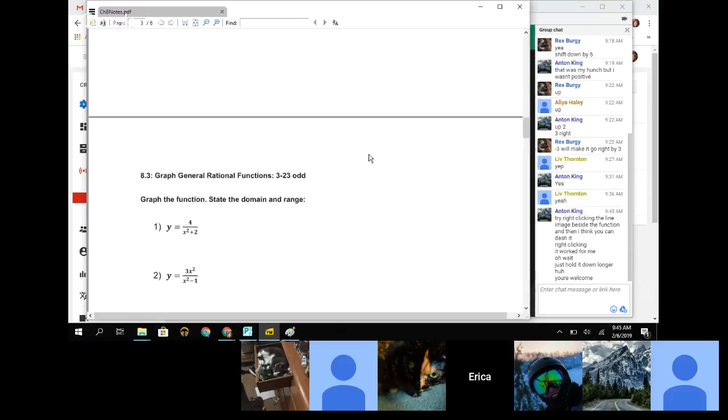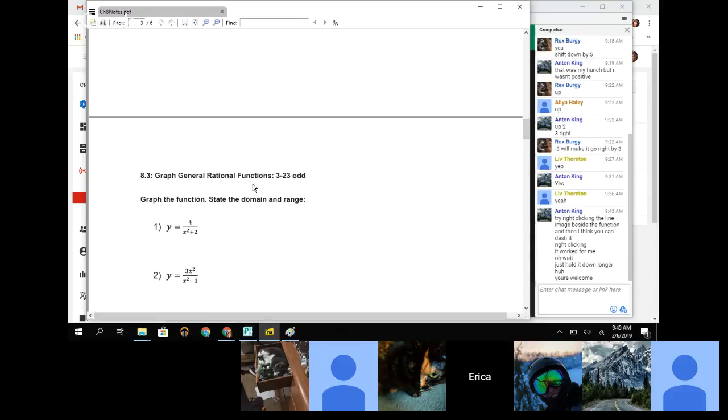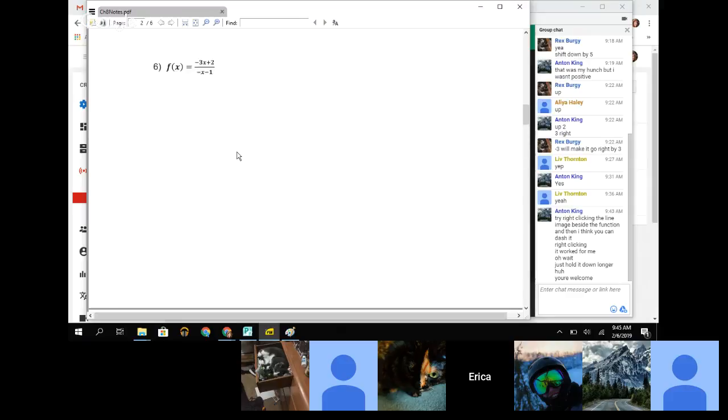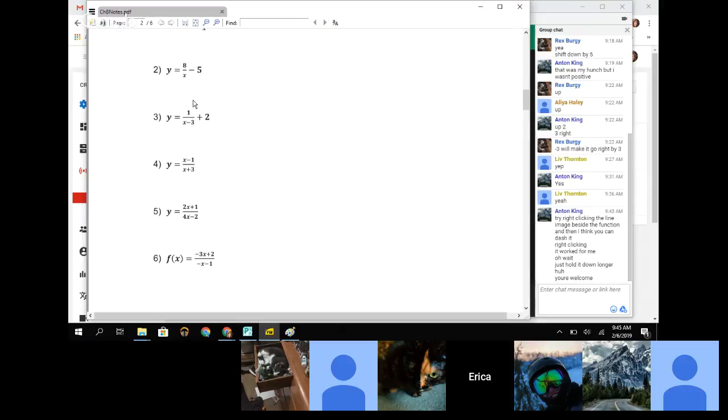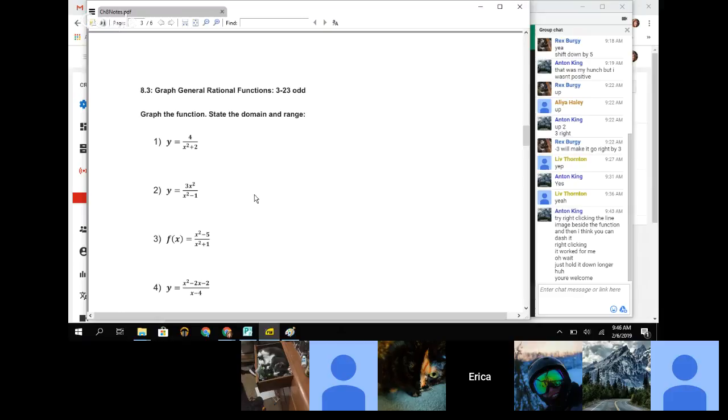Okay, so that was 8.2, which is graph simple rational functions. And 8.3 is graph general rational functions. Those were simple because in all of the ones that we graphed, they just had x in the numerator and denominator, no fancy exponents or anything. So we're not going to be afraid of exponents. We're going to graph general rational functions, and we're going to be able to do the same thing.